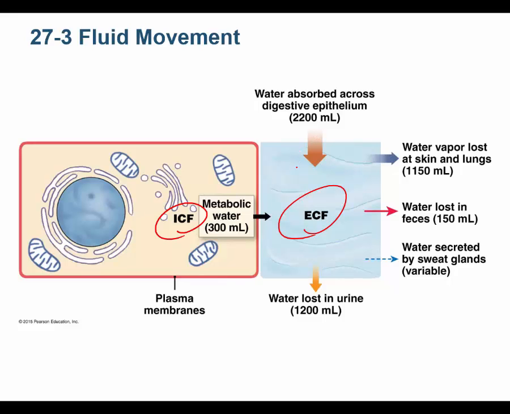For example, the balance here is this. I just absorbed 2,200 milliliters of water. That's what I just absorbed, all right, across the digestive epithelium. And I have 300 milliliters of metabolic water I just added, so that's 2,500. So I have 2,500 milliliters of water I just added to my body. Now I better lose 2,500 milliliters of that water as well. So let's just make sure we do.